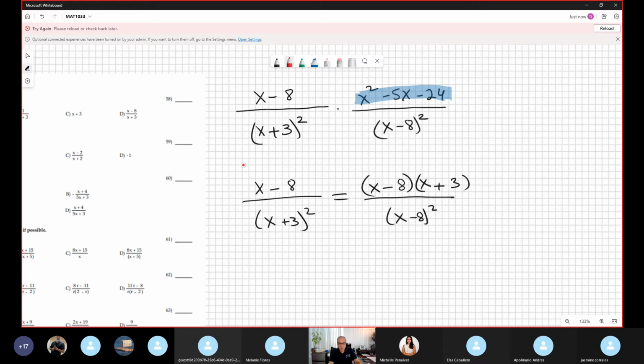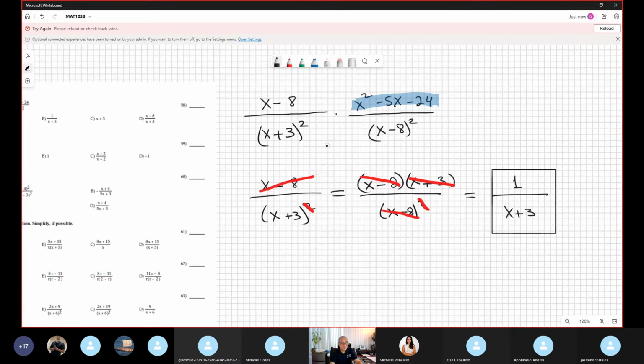Well, x minus 8, it doesn't matter if this or this is cancelled with only one of these. And this is cancelled with this. Wow, disappear. x minus 8 disappears. And x plus 3 cancels one of these and one of these. And only one x plus 3 stays alive in the bottom, yes? In the top, nothing. Cool? 1 over x plus 3. This is the answer.